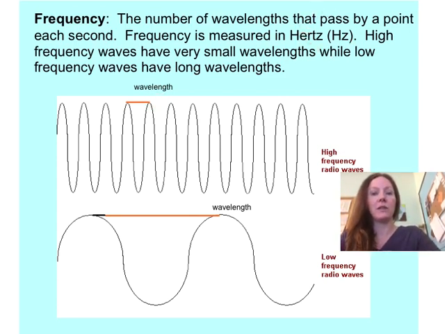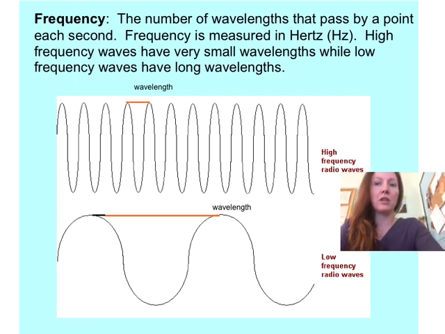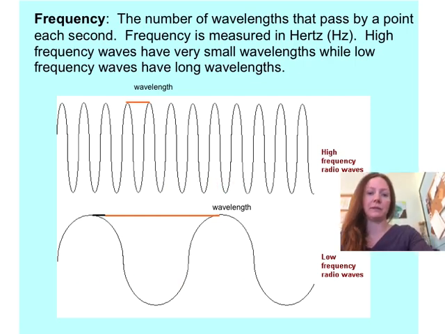The unit for frequency is hertz. It's a person's name, so it's spelled like this, and it's abbreviated capital H lowercase z. So if you look at these two waves, you can see that this is a high frequency wave. If I was to count the number of crests that occur every second, this one would occur much more frequently than this one. So here we have a high frequency versus a low frequency wave.